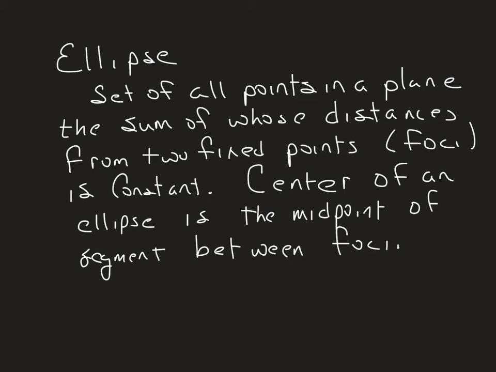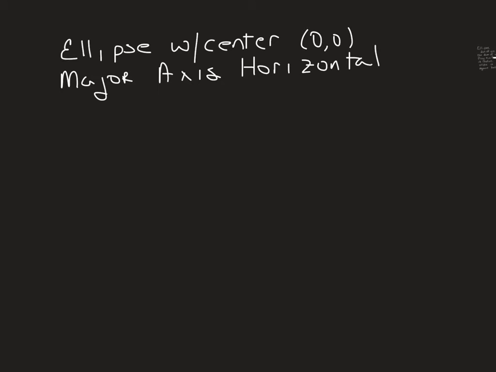So that's a geometric definition of an ellipse: the set of all points in a plane, the sum of whose distances from two fixed points, called the foci, is constant. The center is the midpoint of the segment between the foci. Now we're going to look at the standard equation of an ellipse with the center at the origin. Today we're just going to look at the origin, and in the next lesson we'll look at a center that's not on the origin.